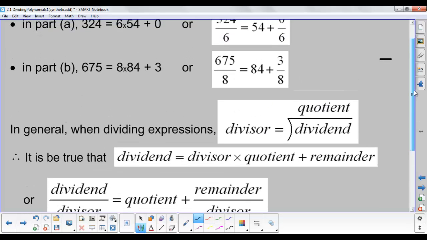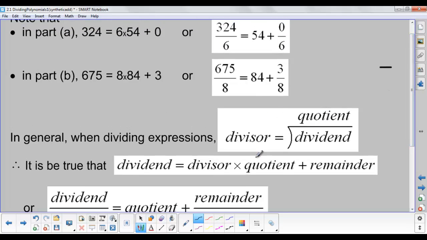So taking a look at what we did in part A and part B, we can rewrite this as the dividend equals the divisor times the quotient plus the remainder. So make sure you highlight this in your notes. It does come in handy.